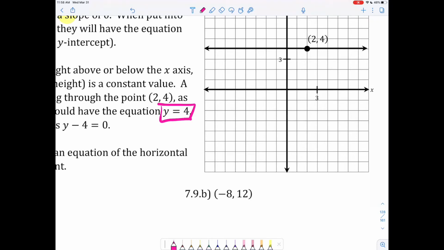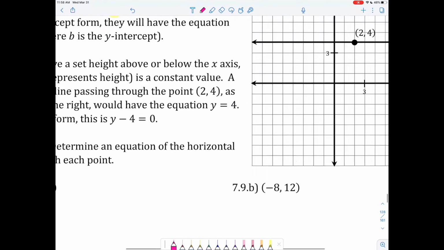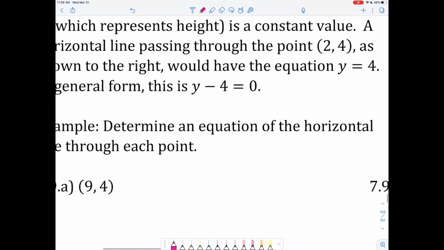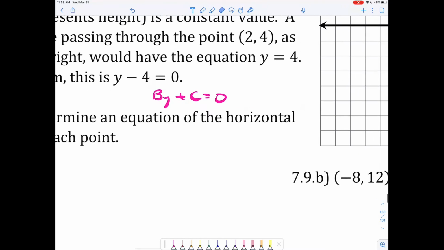If you want that in general form, which would be ax plus by plus c equals 0, we wouldn't have any x component of that. So you'd just be looking at this, which is why you have a leading positive y coefficient there.